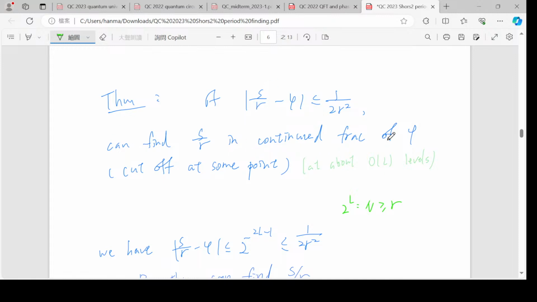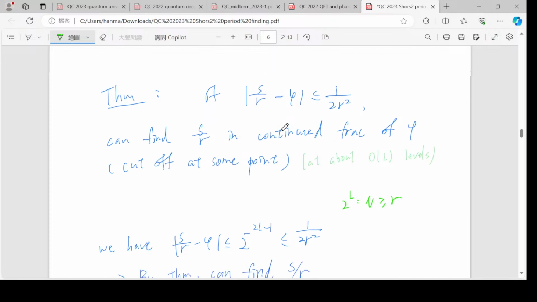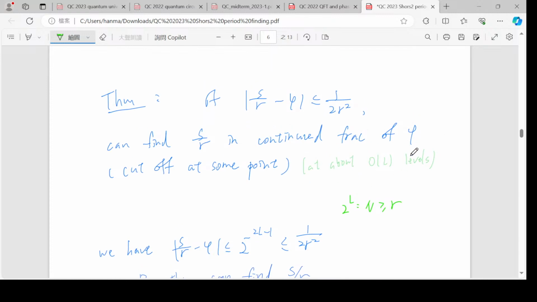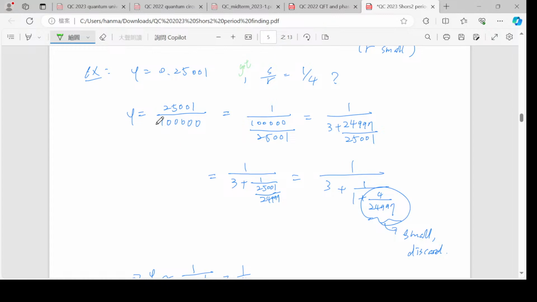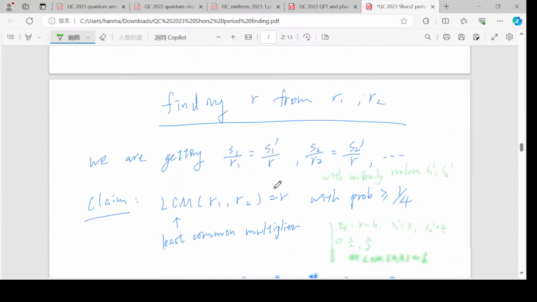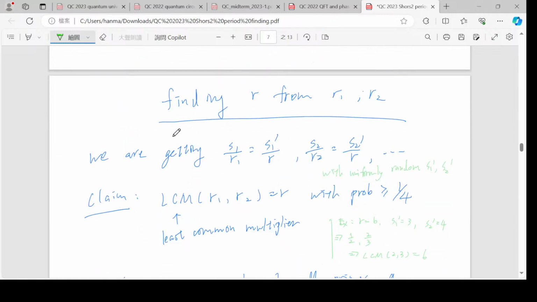Then, if you want this theorem, you need to show that the continued fraction can actually find it. But that's about finding S over R. And anyway, this continued fraction algorithm, as we say, will take about order L levels, so that's still inside our order L cubed thing. And so finally, the last part we need to deal with is finding R from different R1, R2.